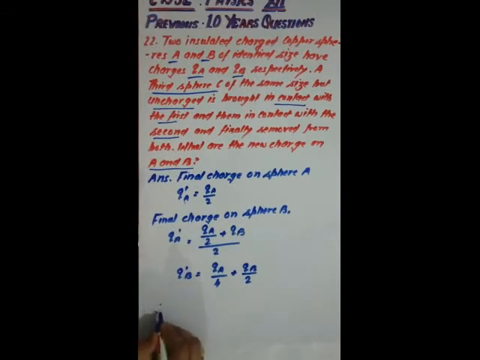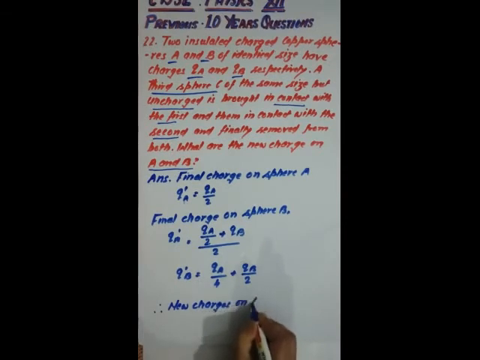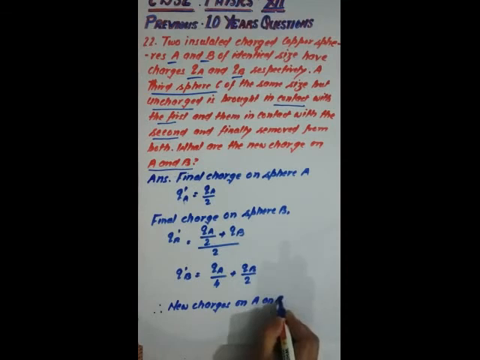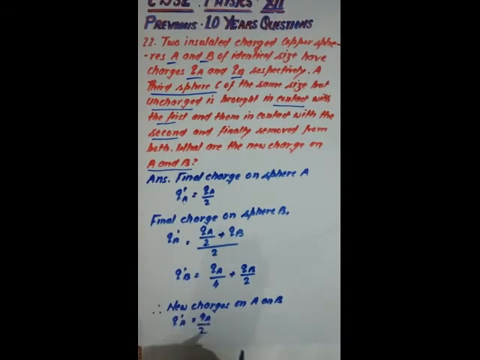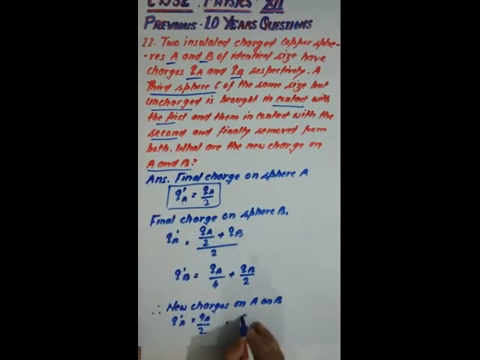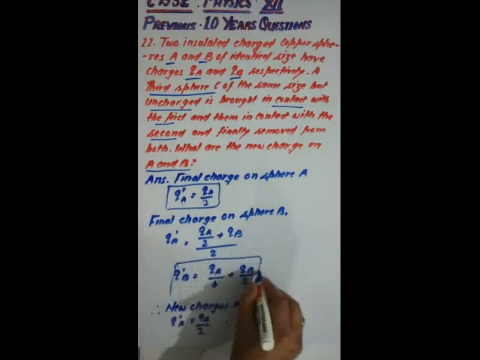So the final charges on A and B are, therefore, QA dash equals QA upon 2, the first one, and QB dash equals QA upon 4 plus QB upon 2, the second one.